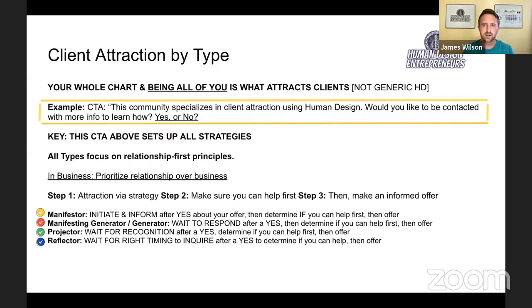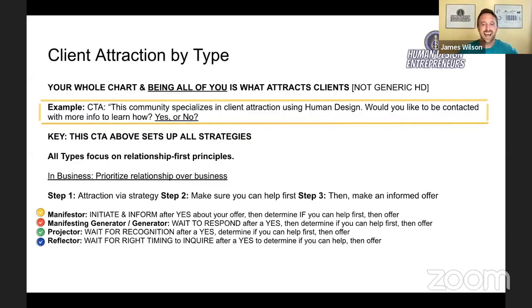Any reflectors here? Comment if you're a reflector. And it's even more nuanced, but it's about waiting still for the right timing. What's the right timing? And then as opposed to responding or waiting for an invitation, it's more on the basis of curiosity. So inquire about what they're looking for and if you can help them. All right, that's what I have for client attraction by type.